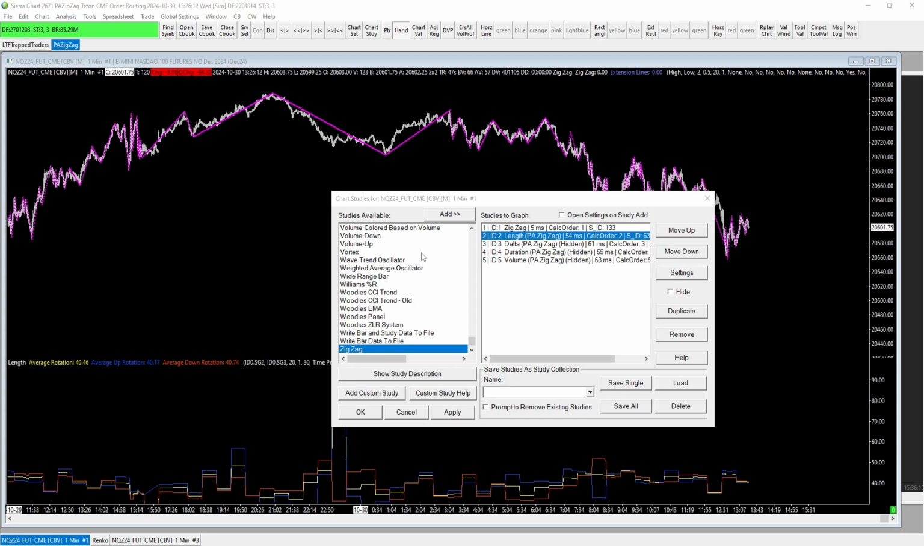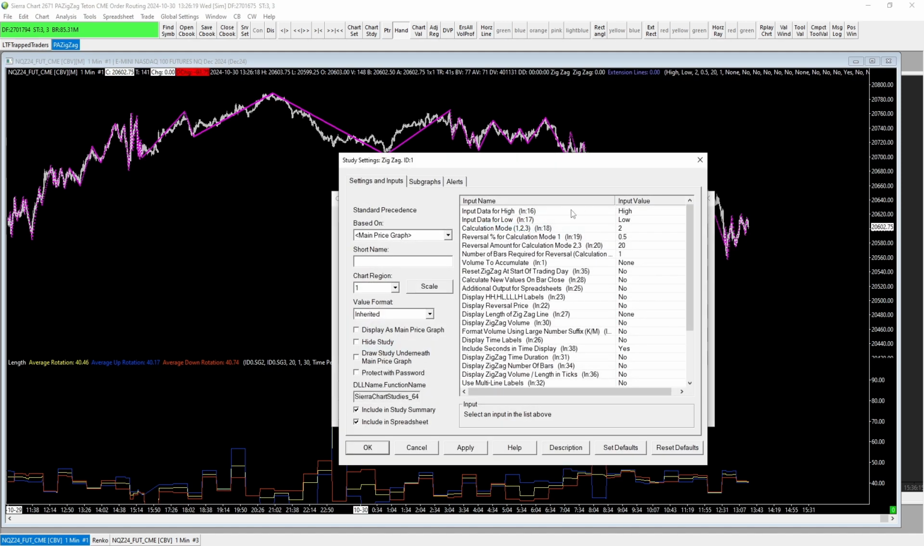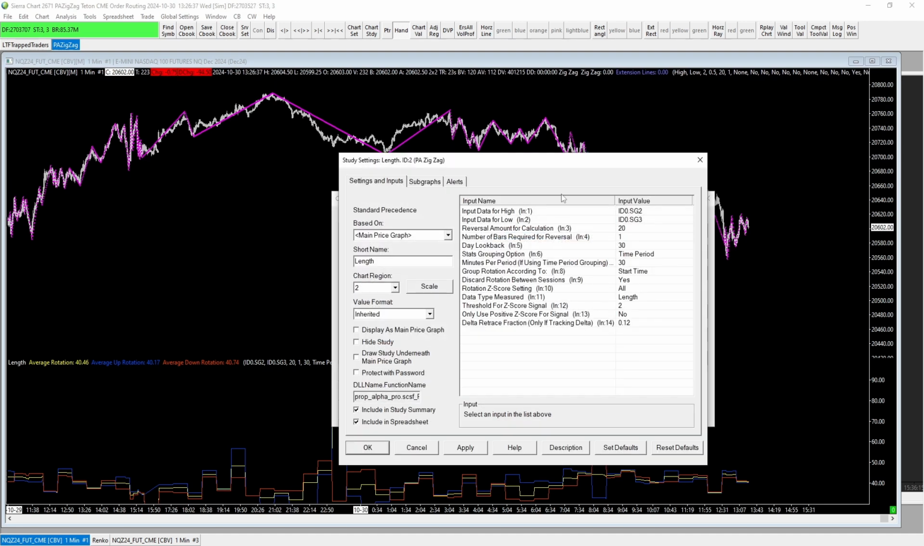What I wanted to go over here is the PA Zig Zag study. For reference, we have it based on the Sierra Chart zigzag study, which you can see overlaid above on the 1 minute bars here on NQ. The settings I'm using: calculation mode 2, which is what's used inside our study, and we're using 20-point reversals with 1 bar required for a reversal. So here in our study, we're using calculation mode 2 under the hood, and I have the settings matching the zigzag so you can see what's going on.